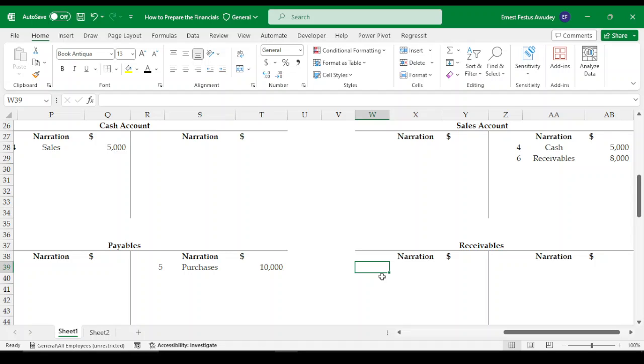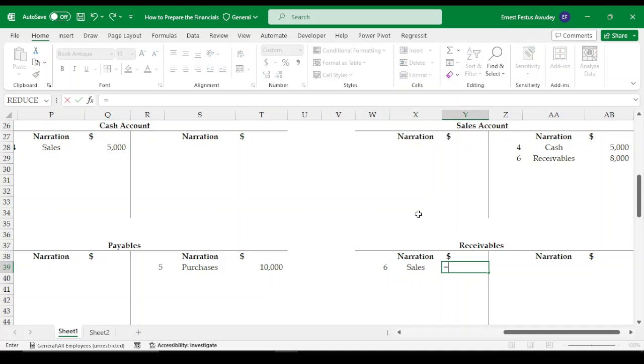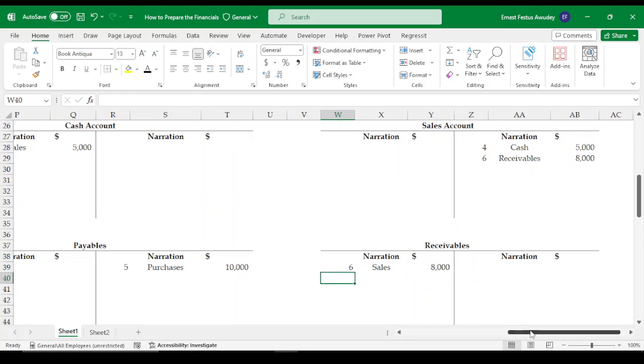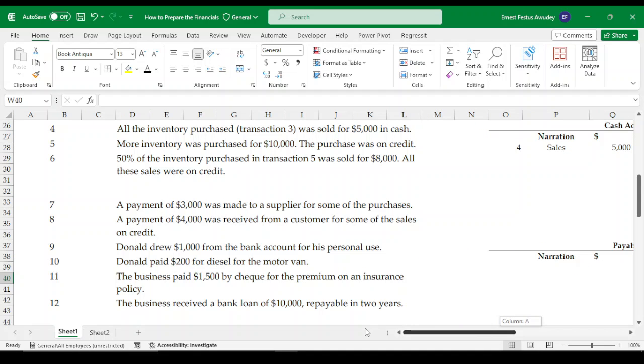Now, receivables are actually assets. They form part of our current assets. So if they are increasing, we are going to debit it. So I'll come here and then I will have transaction 6. The narration is going to be sales, and then the amount can be referenced from my sales account here as 8,000 right there. Okay, I hope we are following.